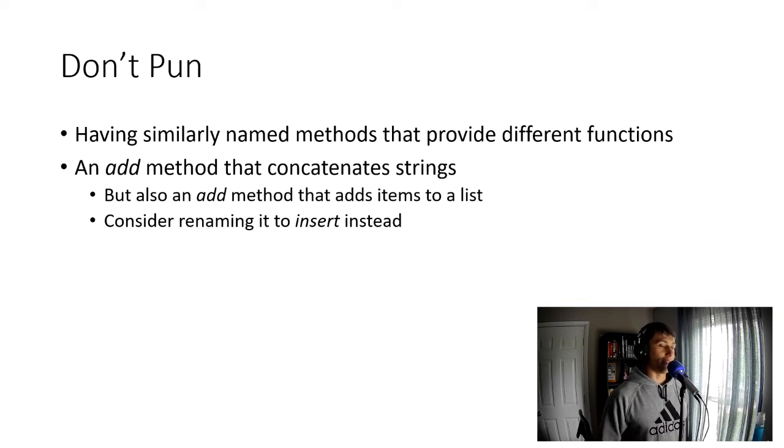So in this situation, you should consider renaming one of them. Maybe the add method concatenates strings, but then when you want to add items to a list, you have a method that's called insert to list. Something like that. And even specifically, you could say insert to numbers list. That way you have different insert methods for different types of lists that you have, just as a thought.